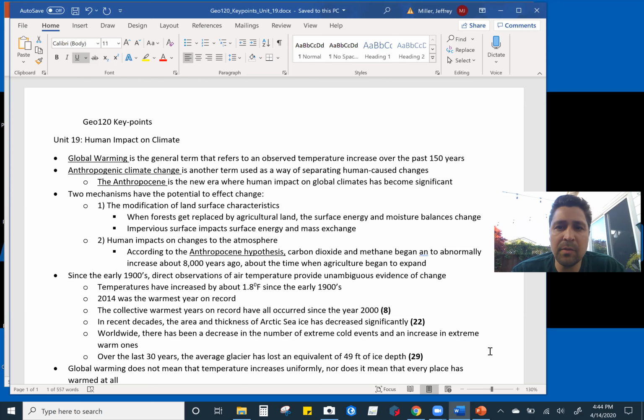However, there's a reason why we have an entire chapter devoted to the human impact on the climate, because it is a serious issue and it is something that we have factual data to back up many of the arguments made in favor of it. So, let's go ahead and talk about that now, and begin.